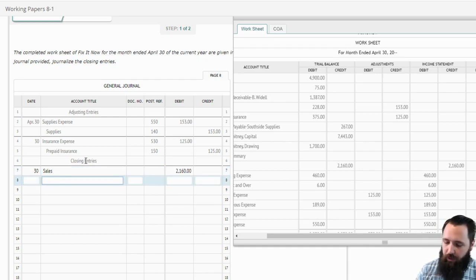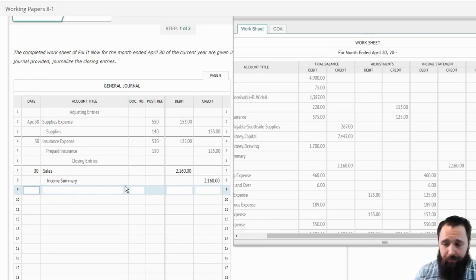And what's absorbing those sales? What account? Income summary is. So then income summary will do the opposite. It's going to be credited 2160. So that's all the credits that we have here, which is kind of nice, right? It's all done. So let's put in our next entry.